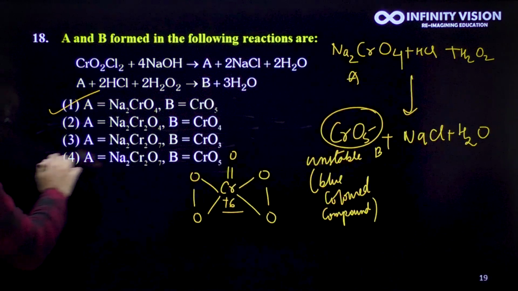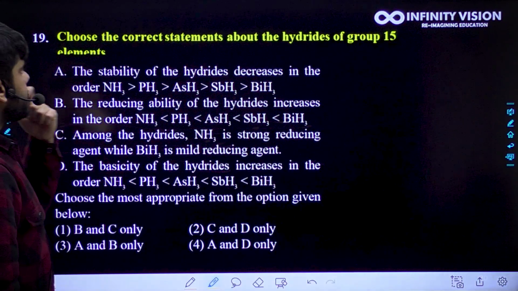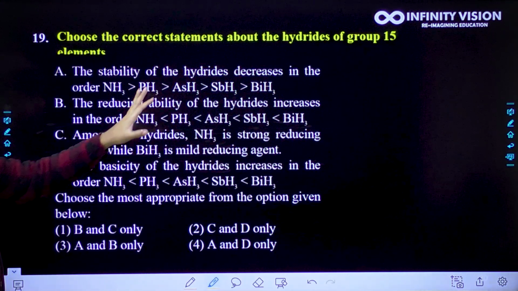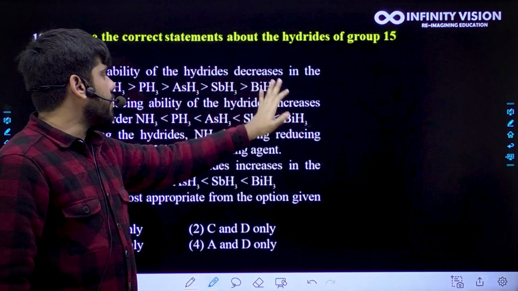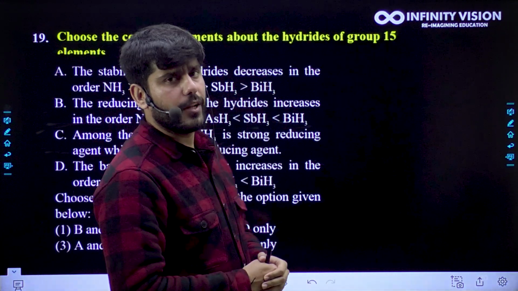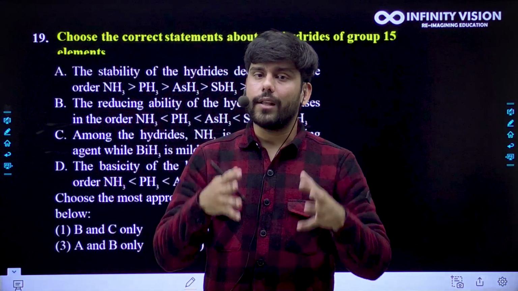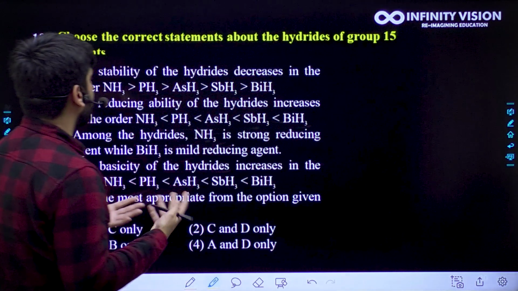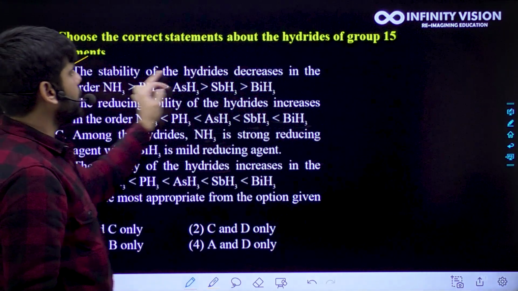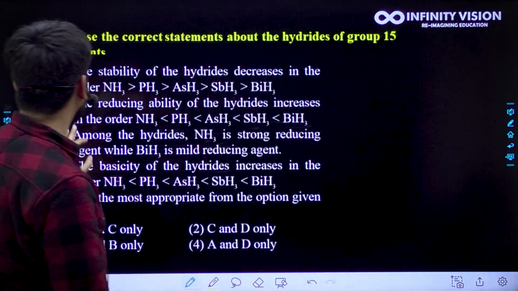Let us discuss the next question. Choose the correct statements, again a question based upon hydrides, this time group 15 hydrides. The stability of the hydrides decreases in the order NH3, PH3. This is again self-explanatory: as we go down the group, the bond strength decreases, the bond enthalpy decreases, and hence the thermal stability also decreases. So this is correct. Yes, this is absolutely correct.